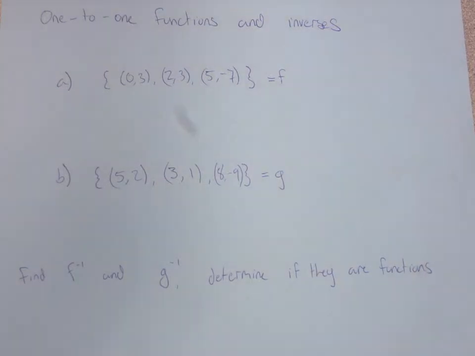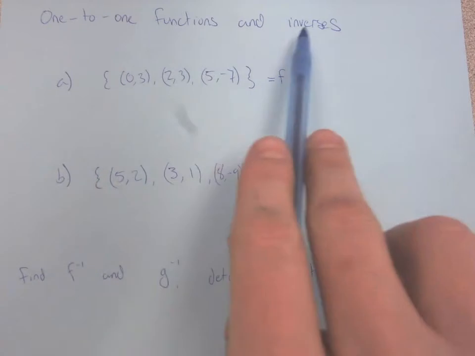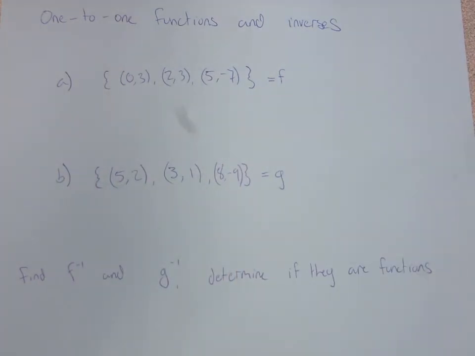Hey guys, in this video I'm going to talk a little bit about one-to-one functions and inverses. They're actually very related. Let's start just by looking at these relations A and B. And I've given these relations names. This one's called F and this one's called G.